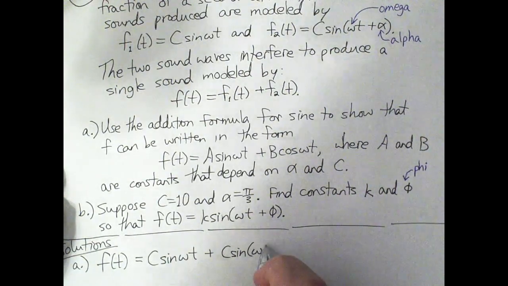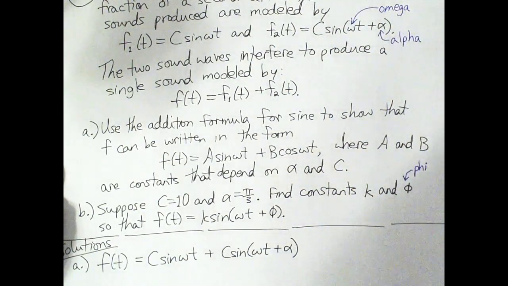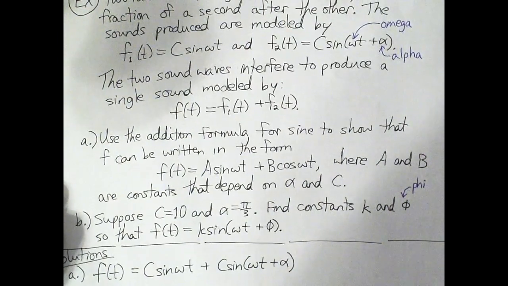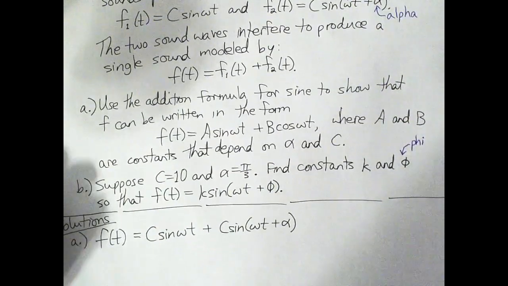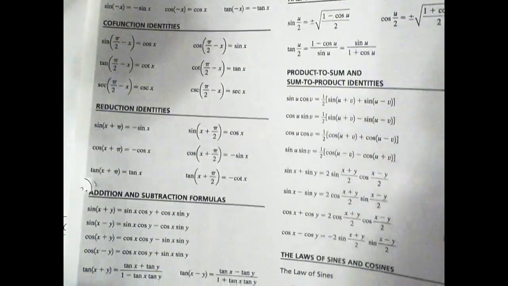Because really, the problem gave us that this is what f of t is. Okay, with me so far? Now, it tells us to use the addition formula for sine. Let's look at our reference sheet of trig identities. Here it is. Where's the addition formula for sine?